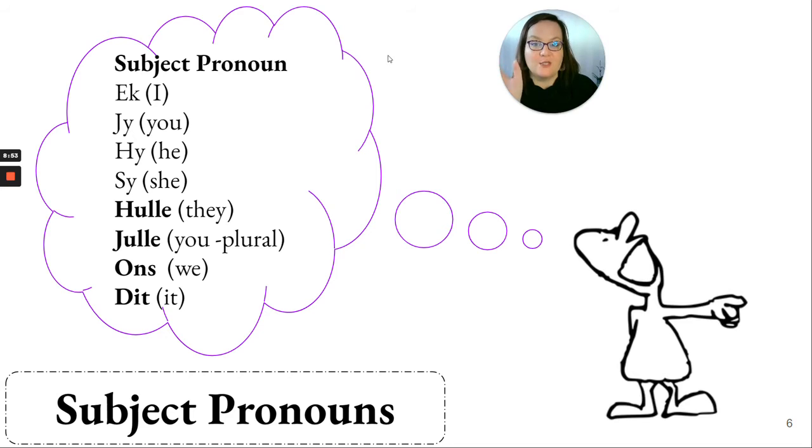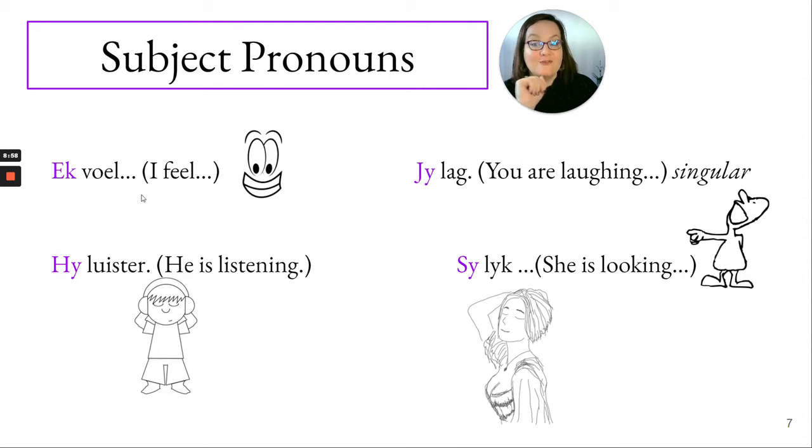Subject pronoun relates to the subject of the sentence. Ek voel. Subject pronoun, voel. Jy lag. You are laughing. Please note this jy is the singular you. Hy luister. He is listening. Sy lyk. She is looking fancy or pretty. Sy lyk mooi.